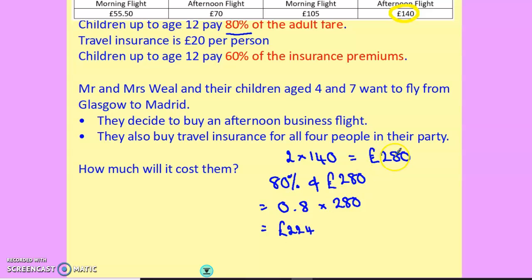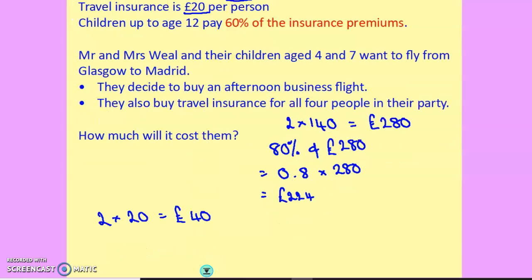Okay, so that's the adults, that's the children. We have one more thing we need to look at. They're also buying travel insurance for everybody in their party. Travel insurance is £20 per person. So again, the 2 adults are going to pay that full £40. And children up to 12 pay 60%. So 60% of the £40, 10% would be £4, so 60% is going to be £24.